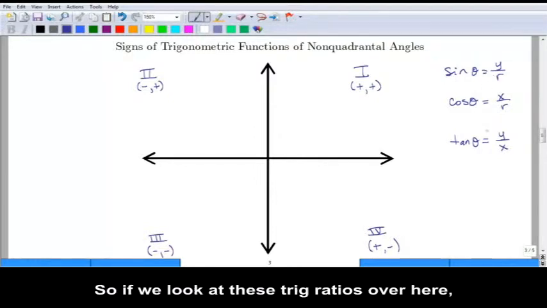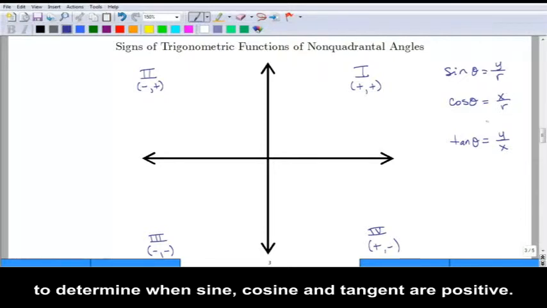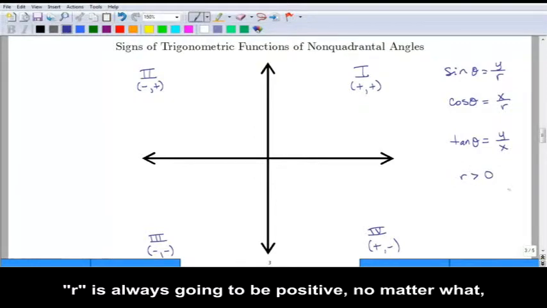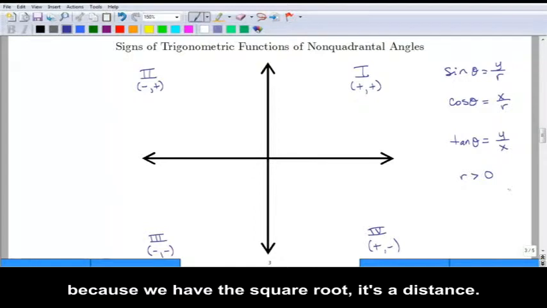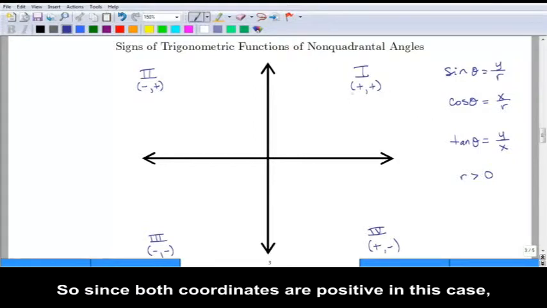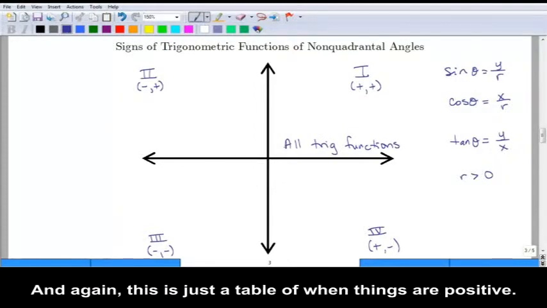So if we look at these trig ratios over here, we need to determine when y and x are positive to determine when sine, cosine, and tangent are positive. Now, in quadrant 1 both coordinates are positive, and r is always positive no matter what because we have a square root, it's a distance. It's just whether or not x or y are positive or negative. So since both coordinates are positive in this case, all three trig functions are going to be positive. And again, this is just a table of when things are positive.